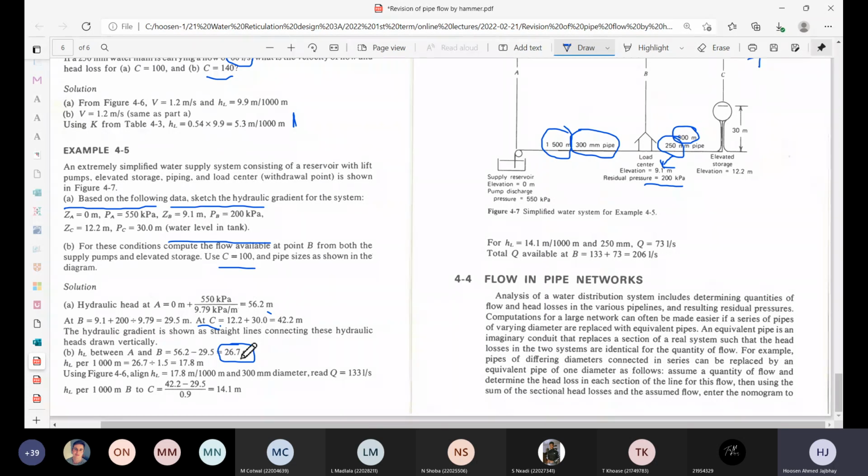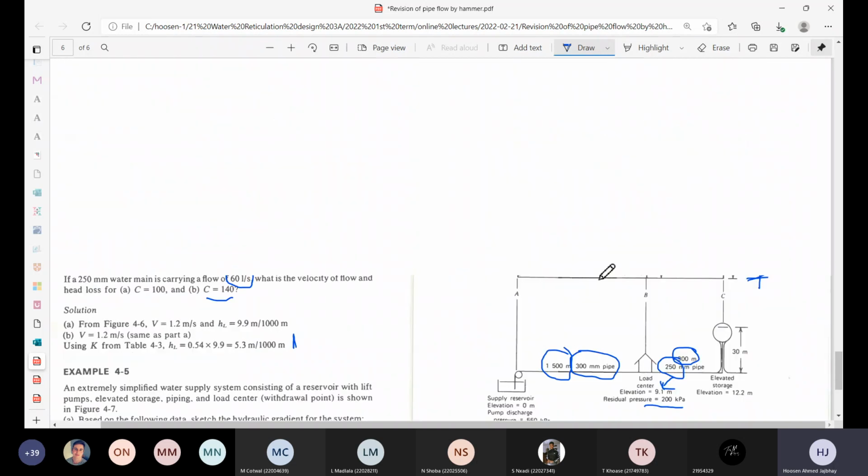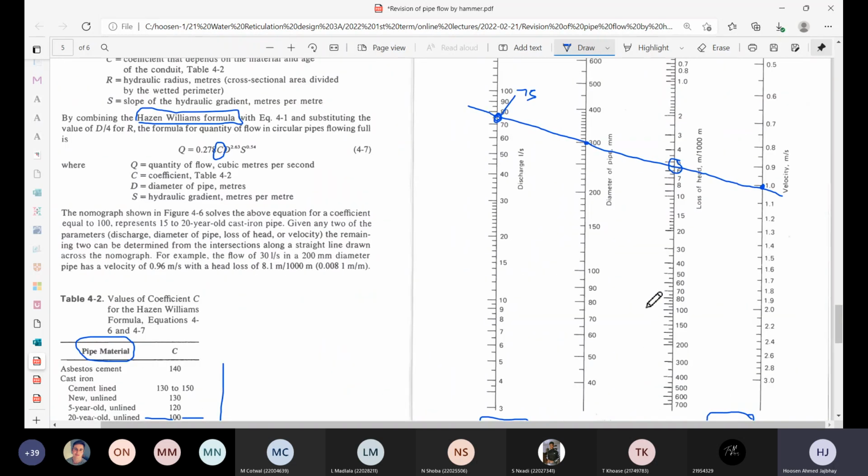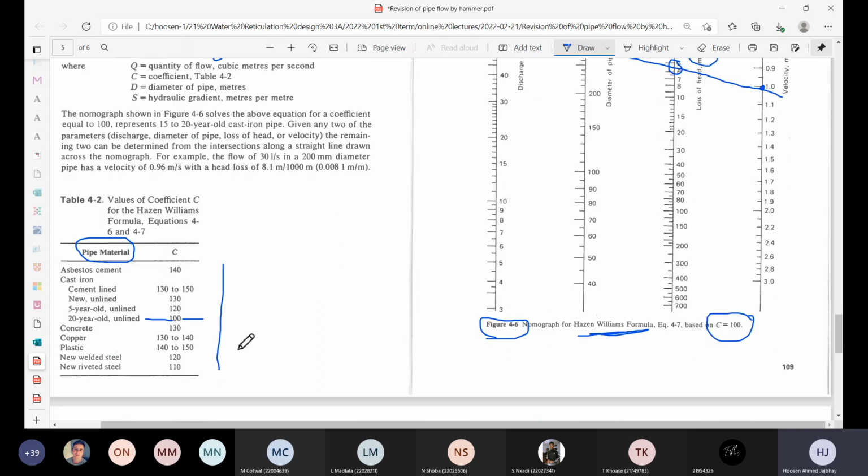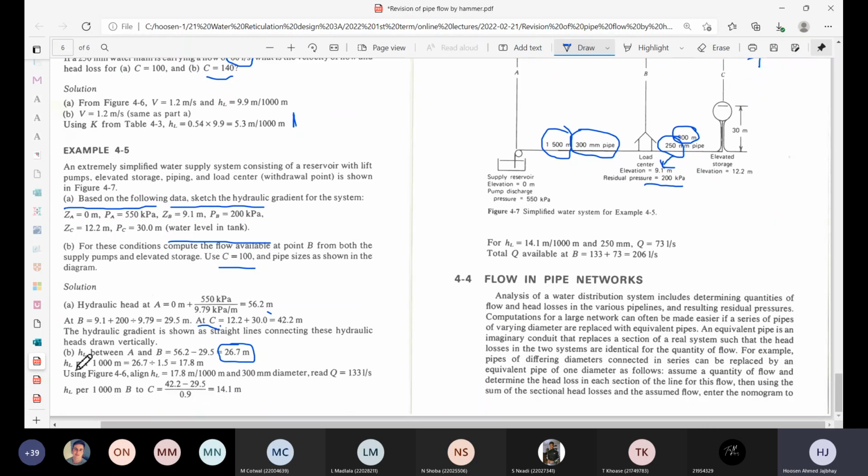To convert that to a head loss per 1,000 meters, because if we go back to our nomograph, the head loss there is in meters per 1,000 meters. To be able to plot that point on the nomograph, that's the reason it's been converted. So you take the 26.7 and divide it by 1.5, and you'll get 17.8 meters per 1,000 meters. So that's the head loss for every 1,000 meters.